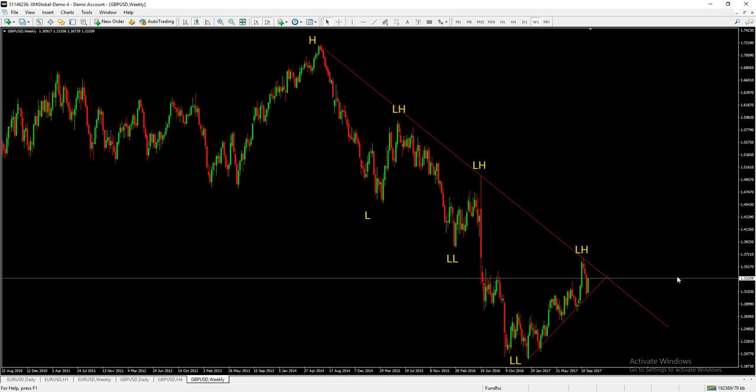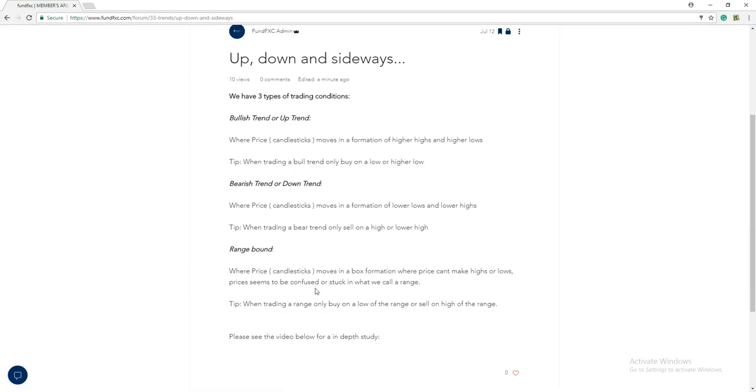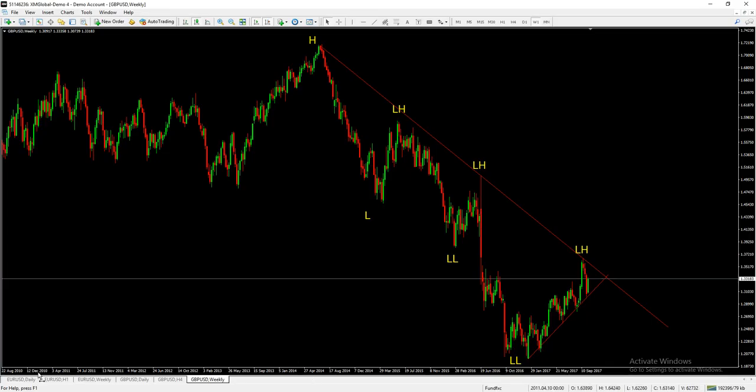So let's go on to the last one, which was range bound. Now, range bound, as it says here, is when price moves in a box formation. When price can't make highs or lows, price seems to be confused. We call it stuck in a range. It's as if price is stuck in a box. So simply think of a box, and let's go to the charts.